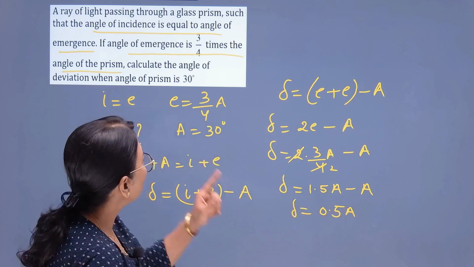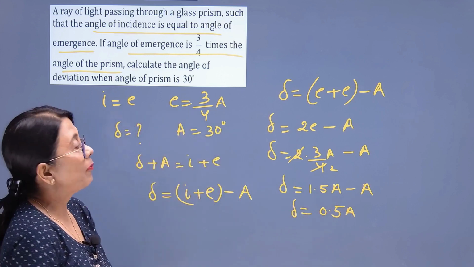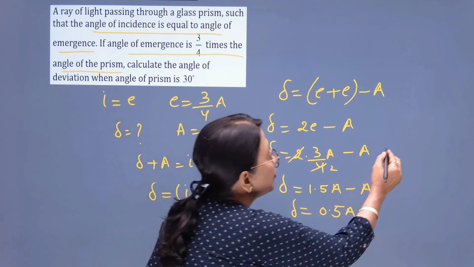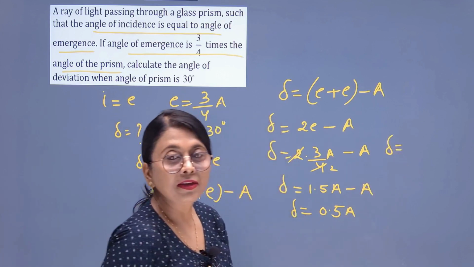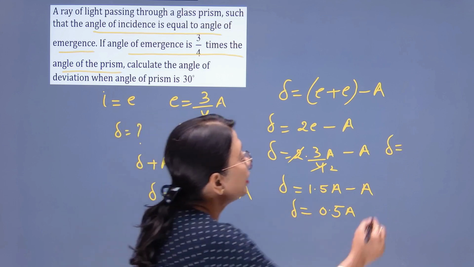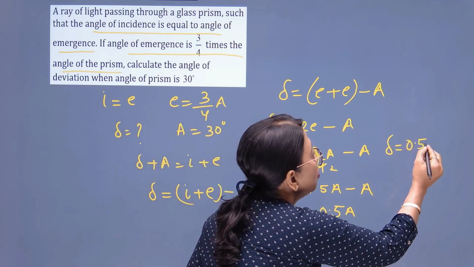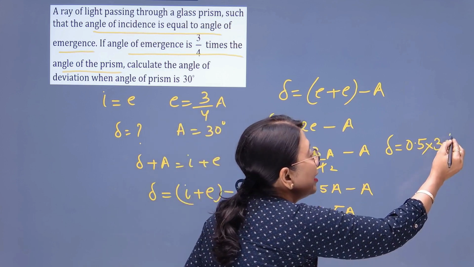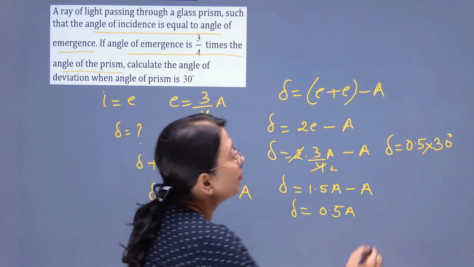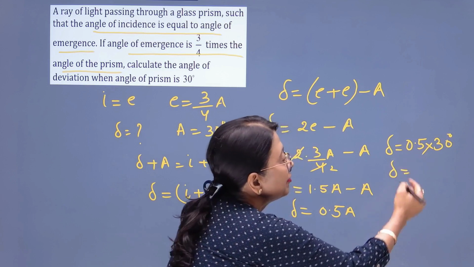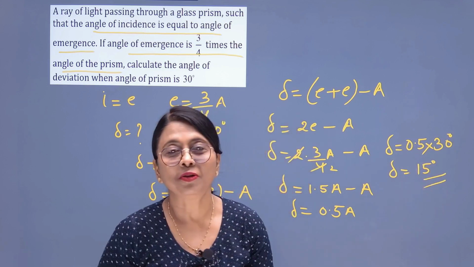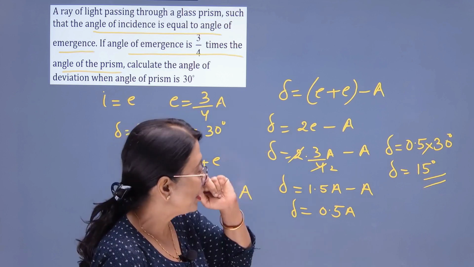Right? And you know what is the value of A? A की value आपको पता है, so just put this value, you will get the answer. So if I put this value, del will be equal to 0.5 into A. A is how much? 30 degrees. So I put 30 degree. Correct. So del will come out as how much? Multiply this, this will be your 15 degree. So del has come out. You got the answer. Right, so see the next question.